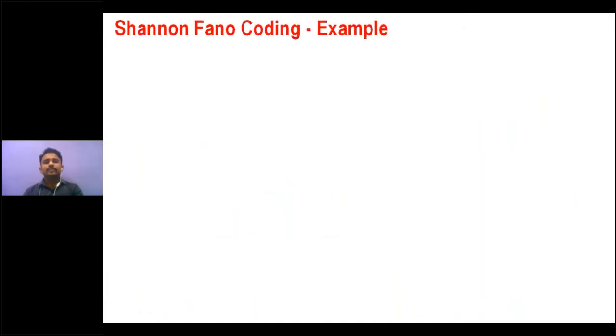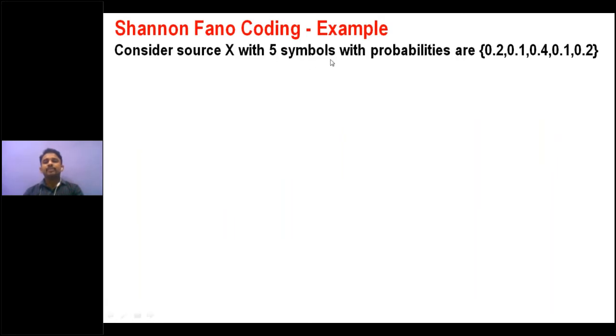Let us consider an example which contains a discrete memoryless source X with 5 symbols, and its respective probabilities are 0.2, 0.1, 0.4, 0.1, and 0.2. So these are the respective probabilities of the given 5 symbols. Let us assume the symbols are X1, X2, X3, X4, X5. We can assume that.